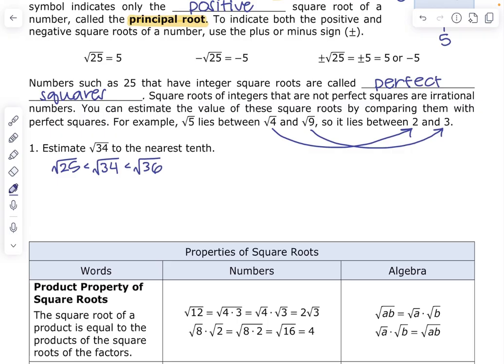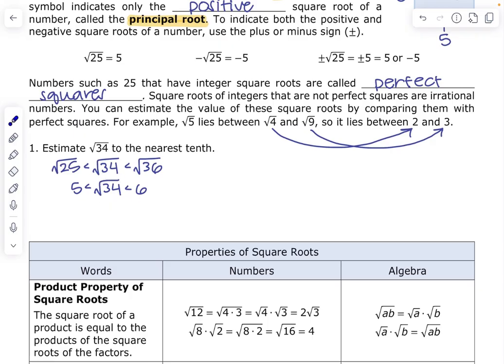Okay, using our chart if we need to, we know that the square root of 25 is 5 and the square root of 36 is 6. So now we know that the square root of 34 is in between 5 and 6. If we're looking at our original radicands here, I know that 34 is closer to 36 than it is to 25. What that means then is the square root of 34 is going to be closer to 6 than it is to 5.